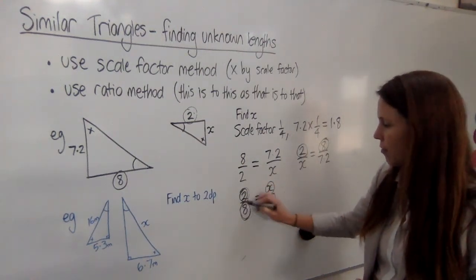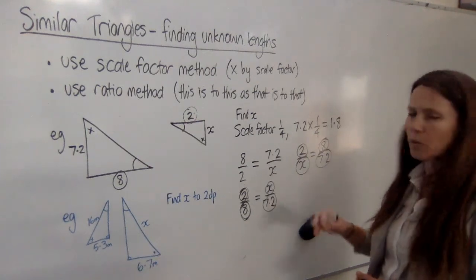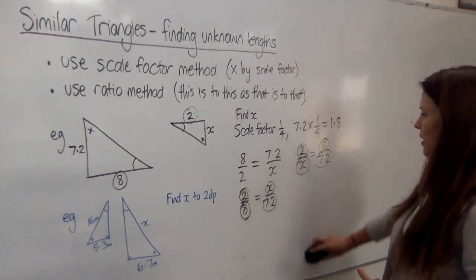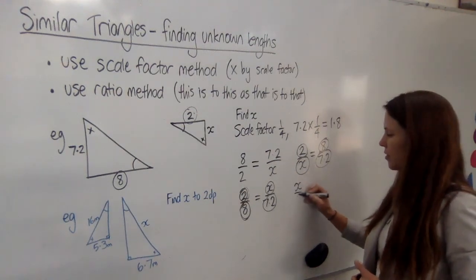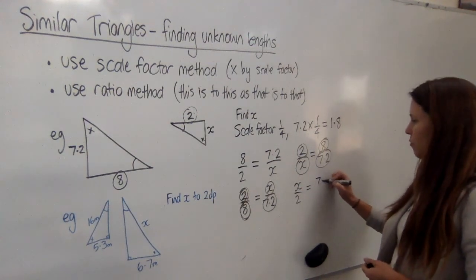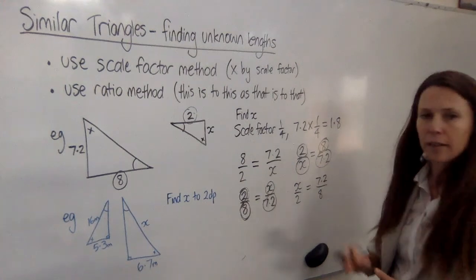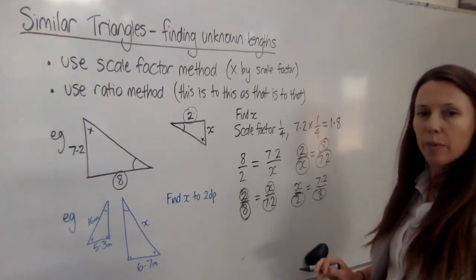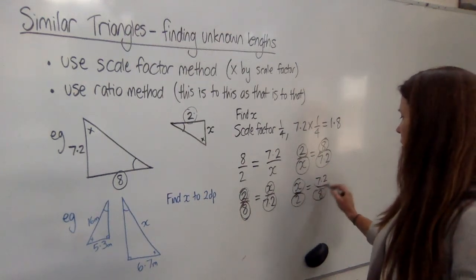Here they are both on the left, and the x and the 7.2 are both on the bottom. This one could also be flipped upside down. I could say x is to 2 as 7.2 is to 8. And again, I've got my corresponding sides together on the bottom and together on the top.